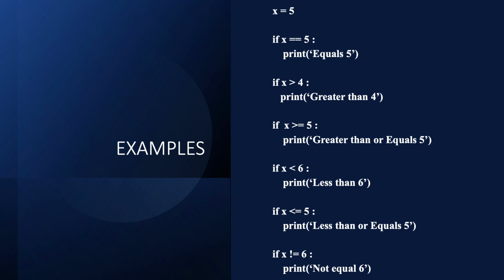Similarly, when we check if x is less than or equal to 5, it also prints a message as the condition is met. And lastly, we have an inequality check to see if x does not equal 6. Since x is 5, the condition is true, and so we execute the indented code and the program prints not equal to 6. So these examples highlight how conditional statements can direct the flow of our program based on various conditions. Again, they are an essential tool for decision making in coding.